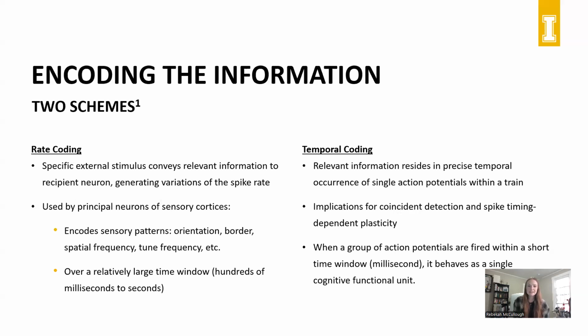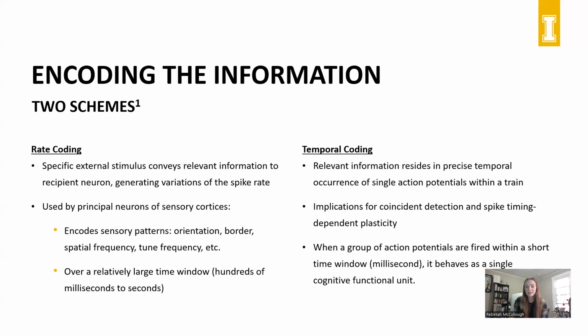Again, this gets pretty deep, but I'm not going to go too far into this. However, it's an important stepping stone for the next pieces. So in order to encode the information that is received, there are two different schemes, rate coding and temporal coding. Rate coding is more about sensory patterns, where a specific external stimulus conveys information to the recipient neuron. And then there are different variations in the spike rate, and that's how it's read, over a relatively large time window.